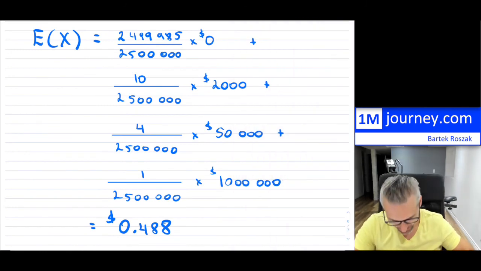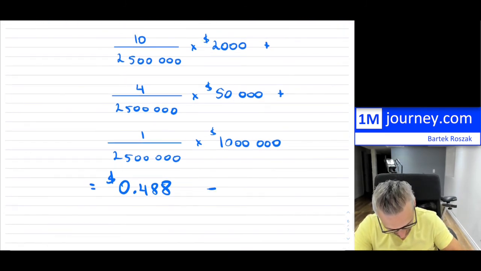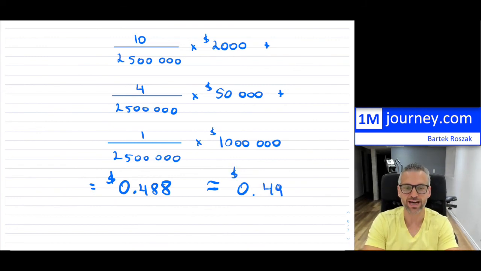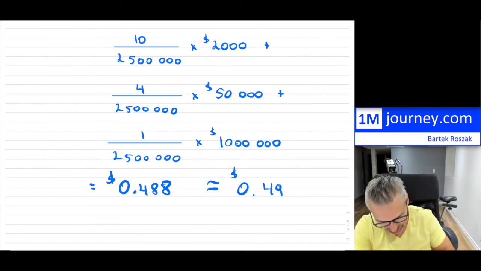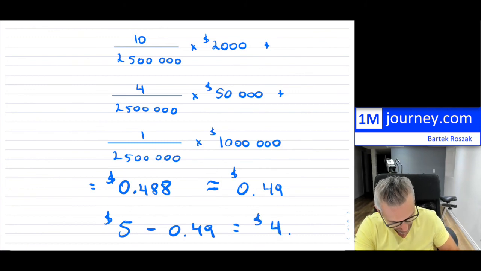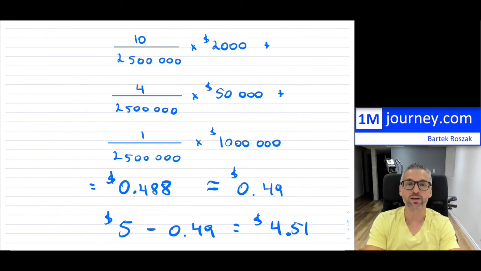Okay, so there we have it. So let's round this off to 49 cents, approximately. So this means that for every ticket, we're going to have to pay out this much. That's the expected payout. So that means our profit, because we're getting $5 for each ticket, is actually $4.51. Okay, maybe a little bit more for each ticket. So that's the profit that we are making if we're going to be selling those 2.5 million tickets.